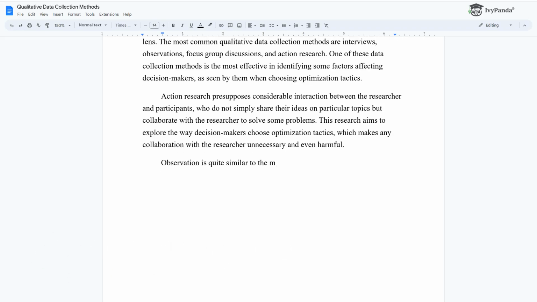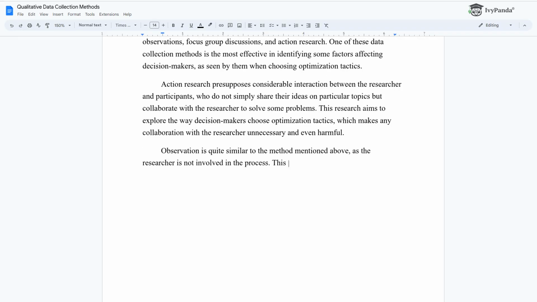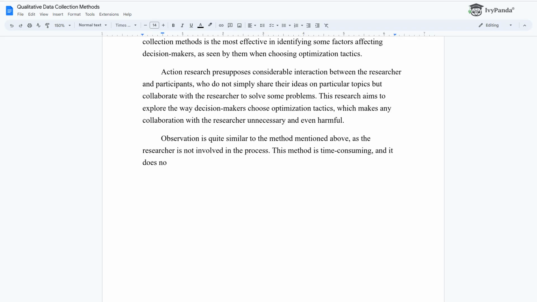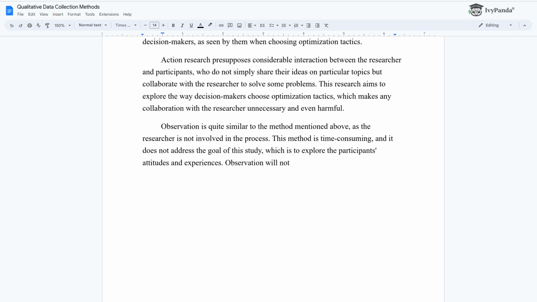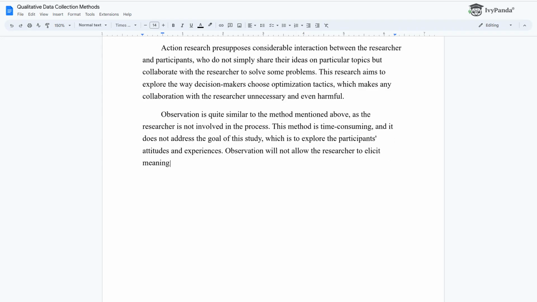Observation is quite similar to the method mentioned above, as the researcher is not involved in the process. This method is time-consuming, and it does not address the goal of this study, which is to explore the participants' attitudes and experiences. Observation will not allow the researcher to elicit meanings the participants develop when making this or that decision.